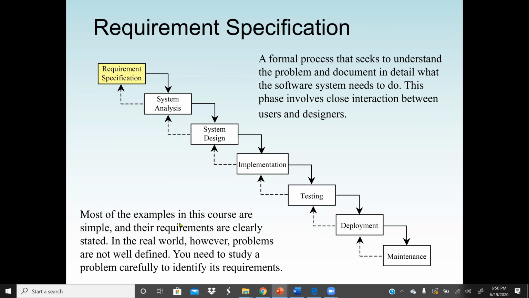We said that most of the examples in this course are very simple. So requirements are clearly stated in our problems in this course. But in the real world, however, problems are not well defined. So we need to study a problem carefully to identify its requirements. And again, we have two types of requirements, functional requirements and non-functional requirements. In this course, most programs are well stated, so we don't need to study the requirements too much.